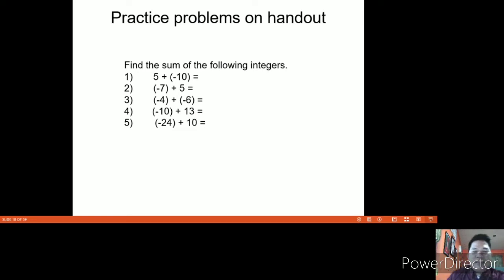Okay, let's check your answers. For number 1, what is your answer? Number 2, 3, 4, 5. So for number 1, okay, we have negative 5. Number 2, negative 7 plus 5, negative 2. Number 3, negative 4 plus negative 6 is equal to negative 10 because they have the same sign. So you just add immediately, fix the sign. Negative 10 plus 13 is positive 3. Negative 24 plus 10 is equal to negative 14. So I hope you know already how to add integers.